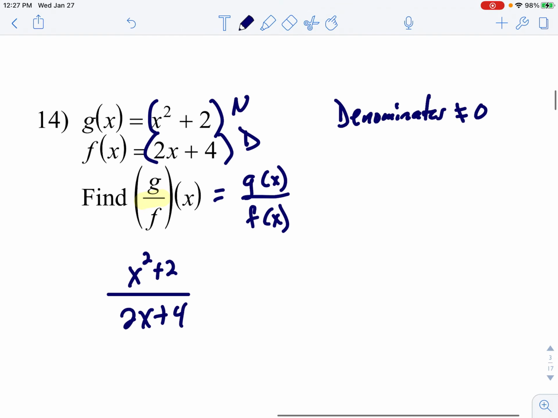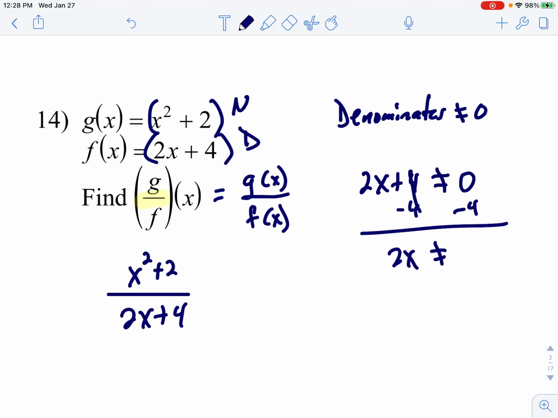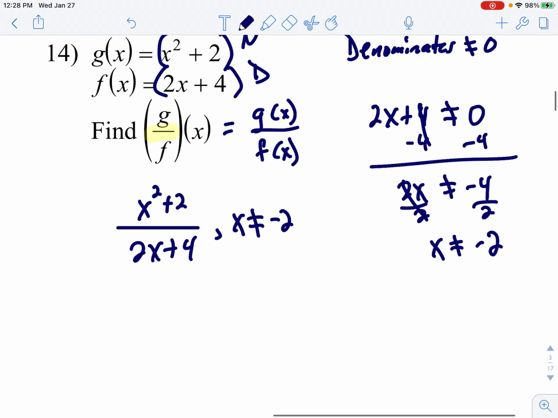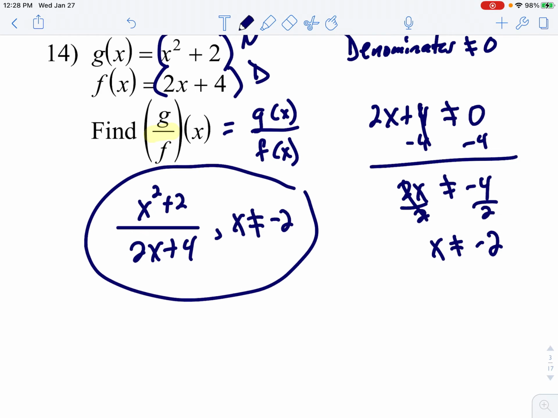So you take the denominator, which was 2x plus 4, and set it not equal to 0, and then work it out. So minus 4 on each side. You get 2x is not equal to negative 4. Divide by 2. X does not equal negative 4 divided by 2, which is negative 2. So you just write comma, x cannot equal negative 2. Why not? Again, because if you were to plug that negative 2 in, you get negative 4 plus 4, which is 0, and the denominator in a fraction can never equal 0. Say it with me. The denominator of a fraction can never equal 0. So that is the full answer.